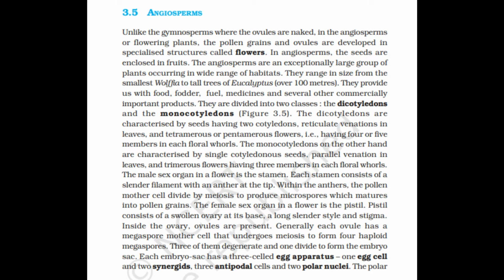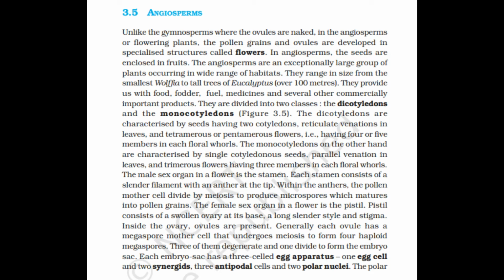They range in size from the smallest Wolffia to the tall trees of Eucalyptus that are over 100 meters. They provide us with food, fodder, fuel, medicines, and several other commercially important products. They are divided into two classes, the dicotyledons and the monocotyledons.